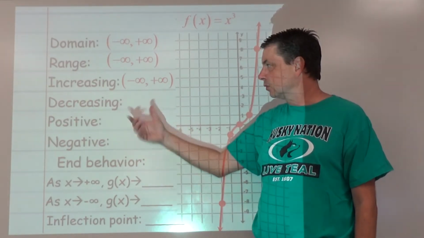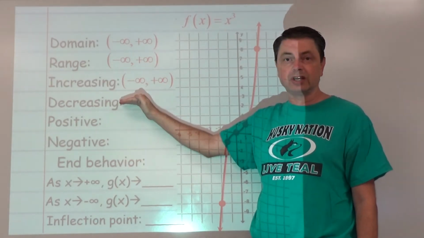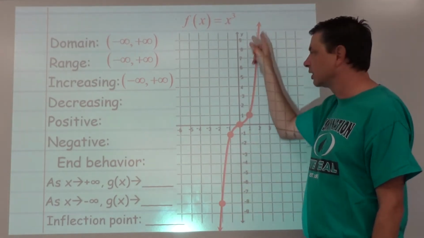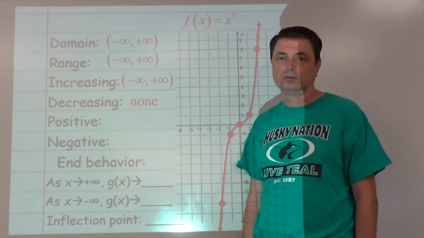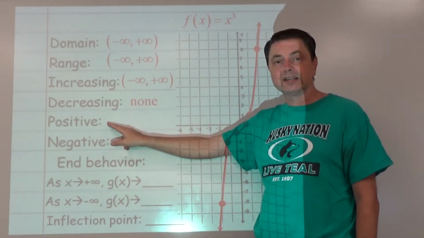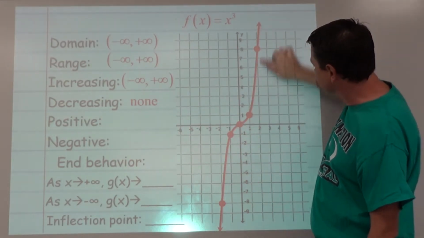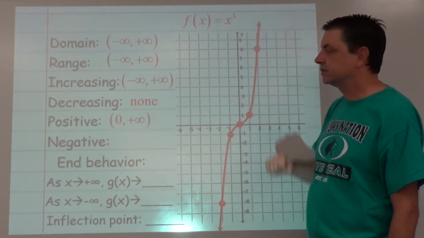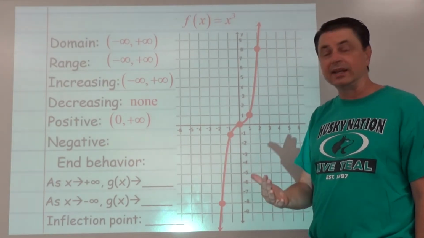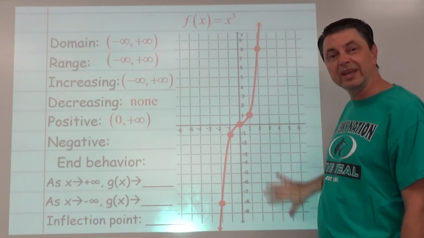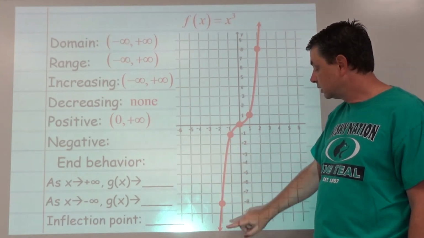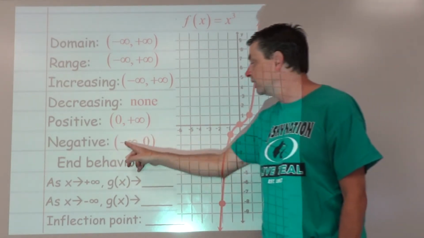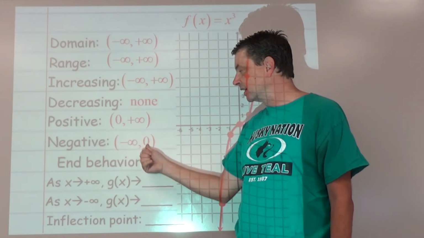So when is it decreasing? Well, if it's increasing the entire time, it can't ever be decreasing. When are we going down? Remember, we must be going from left to right. We're never going down. So there's no interval. Where are we positive? Above. This is our section above. Starting at 0, going right forever, 0 to infinity. Negative. Where are we below? Where do we have negative function values? Starting at -infinity until we get to 0. Remember, these are domain intervals. Left to right, these are x's.